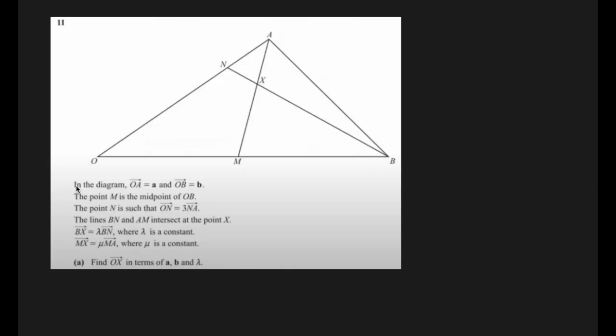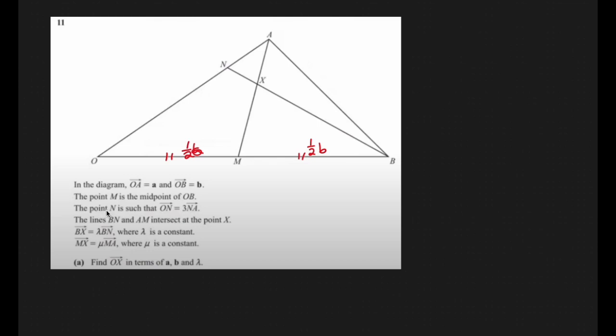Question 11. In the diagram, vector OA is denoted by A and OB as B. So this is B, this is A. The point M is the midpoint of OB. That means the length from O to M, this vector, and the magnitude of MB are equal. That means this is half B and this is also half of B.